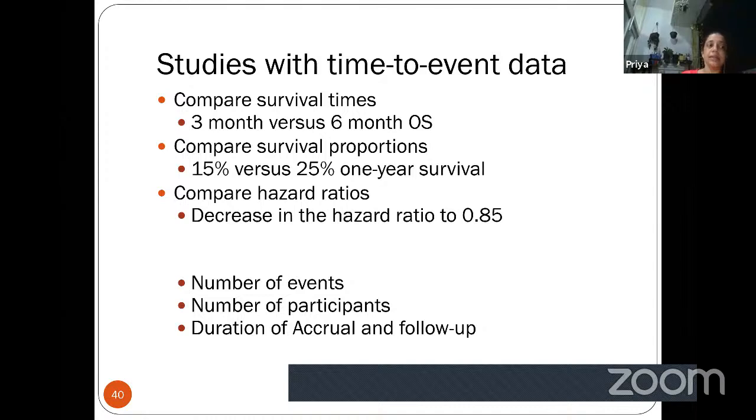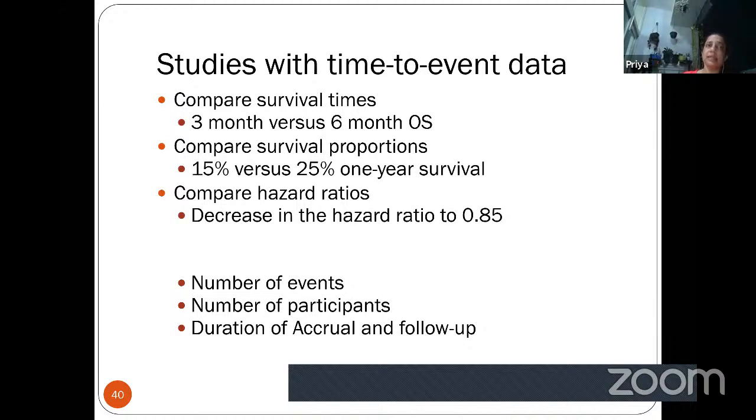We spoke about hazard last time. Hazard is the risk of experiencing an event. And you could say that if one group has a hazard of 1, how much do you expect the hazard to decrease to in the other group? So 2 or 3 different ways of doing it.